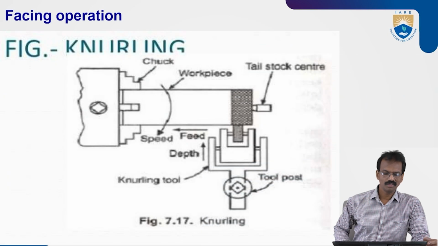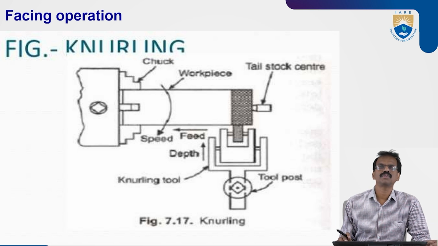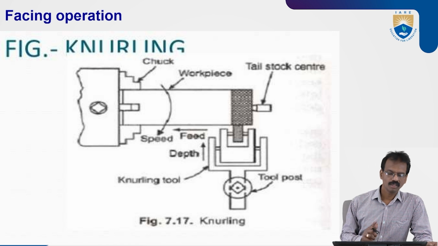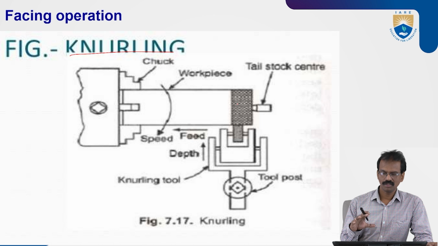Next one is the knurling operation. It is a very important operation, just like step turning or taper turning. We will see taper turning later also. Taper turning is a very important operation. Knurling is imposing or making a diamond shaped structure on the workpiece.